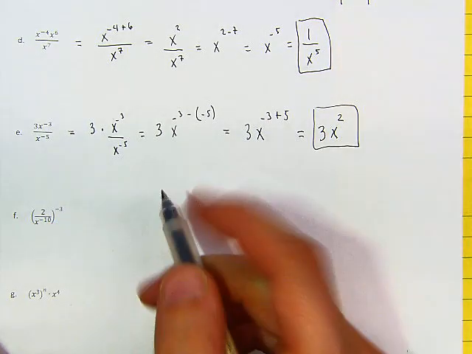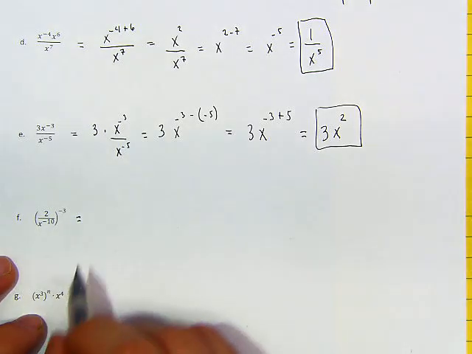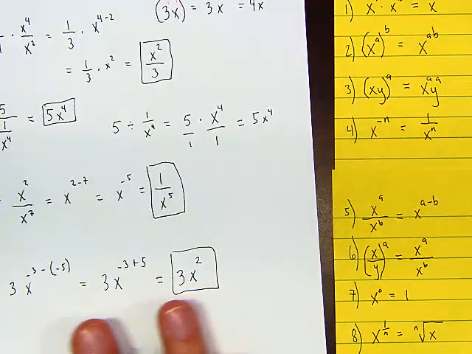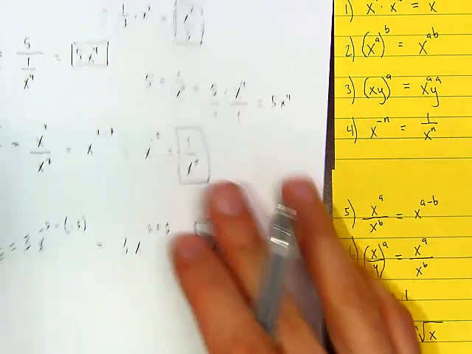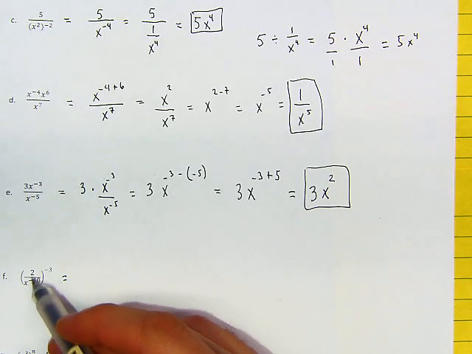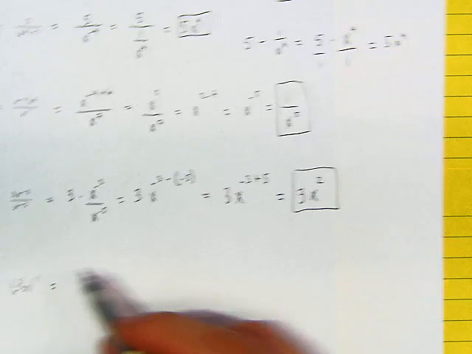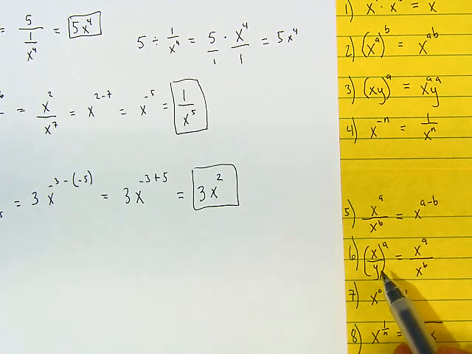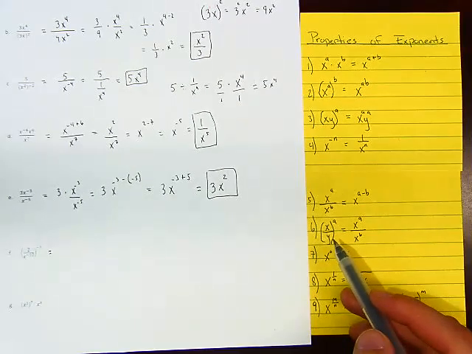All right. Let's try the next one. Here, which property can we follow? For this question over here, notice that it says you have some sort of fraction raised to the negative 3. Which property do we want to follow? We want to follow this property here. So let me zoom out a little bit. Let me fix the camera angle.